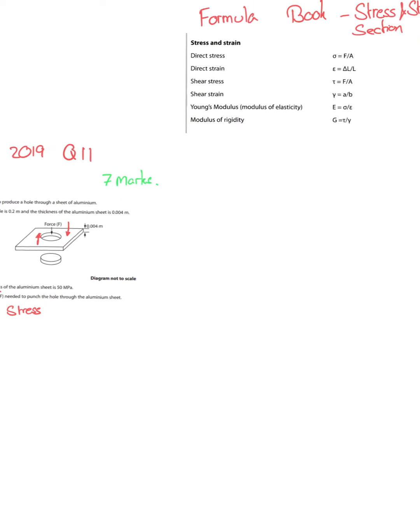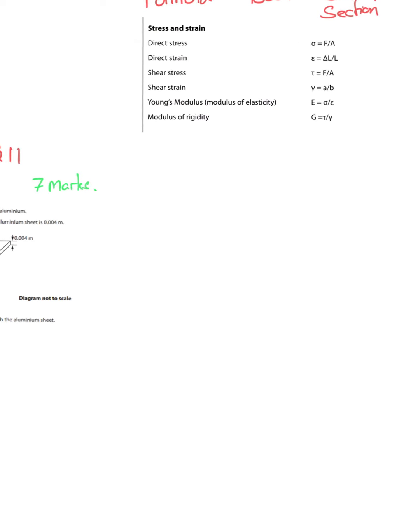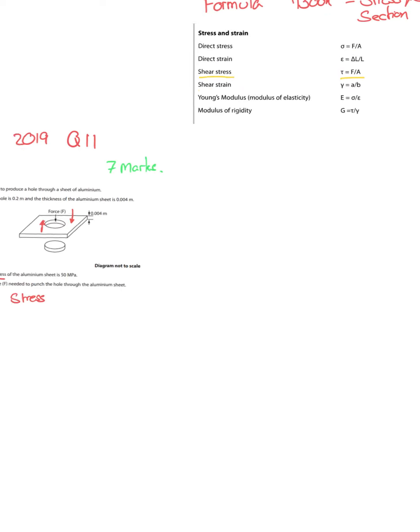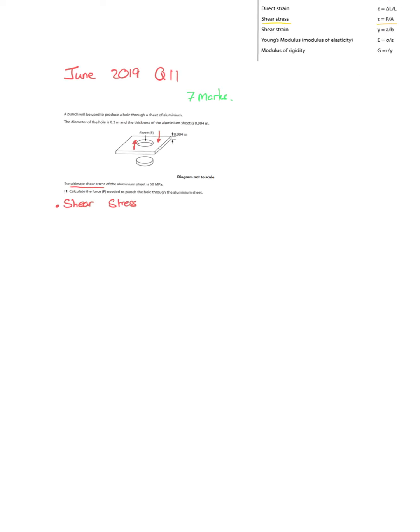So I can go up to shear stress and have a look, and I can see shear stress is equal to force over area. So tau is equal to force over area, and I can fill in what I know. I'm told F is what I'm looking for, so I'm looking for force. Tau is equal to 50 megapascals. And area.